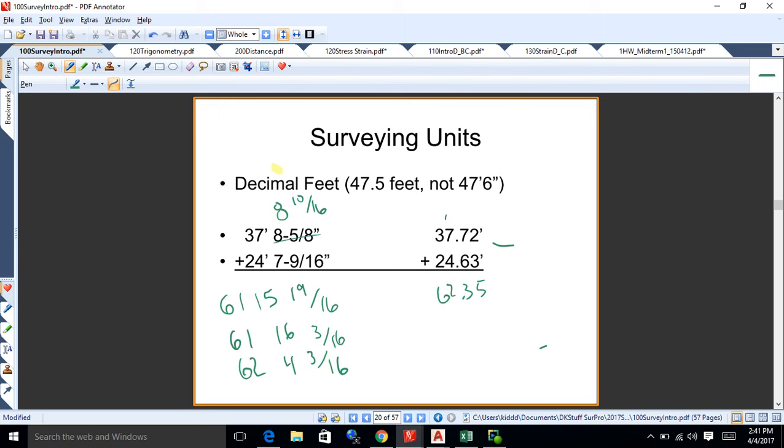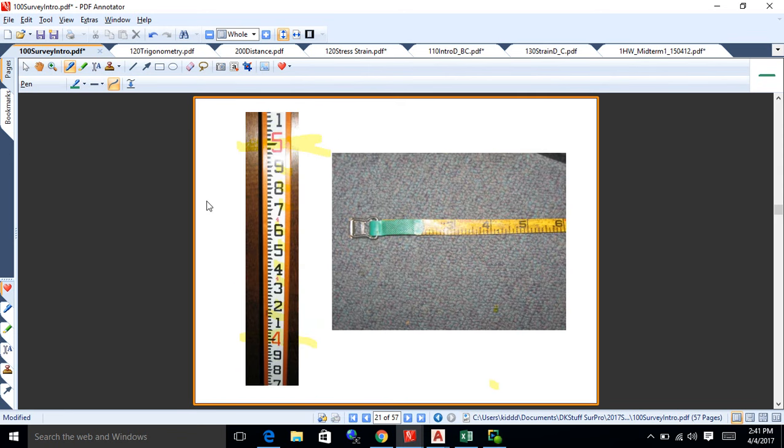So feet and inches are for architects and carpenters. They're not for surveyors. We go decimal feet. Period. There's some of our equipment calibrated in tenths, not feet and inches, but feet and tenths and hundredths of feet. So just be aware of that.